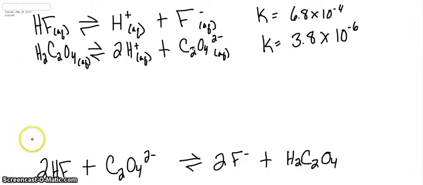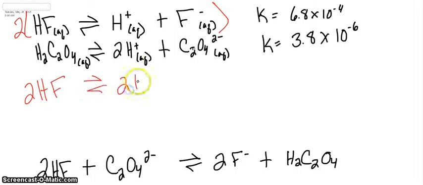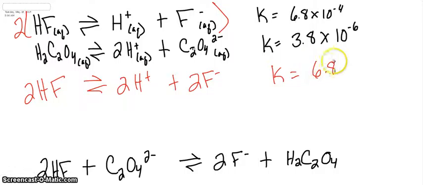So if you look at the bottom here, there's a 2 in front of the HF. So we need to go ahead and multiply this whole reaction up here by 2. So that'll give us 2HF goes to 2H plus 2F minus. And our K value will then be squared.